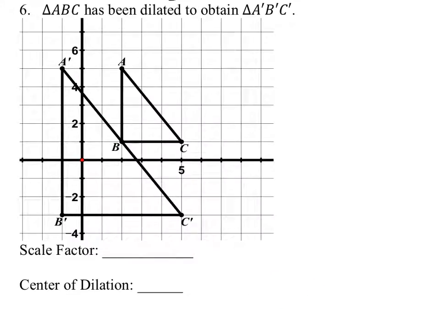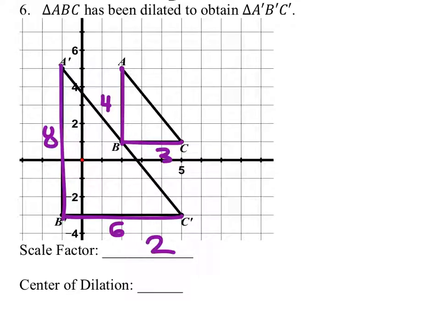So let's look at the scale factor on these. Let's start with AB, which has a length of 4, and then A prime B prime here has a length of 8. And BC has a length of 3, while B prime C prime has a length of 6. So the scale factor is 2, it's just 2 times as big.